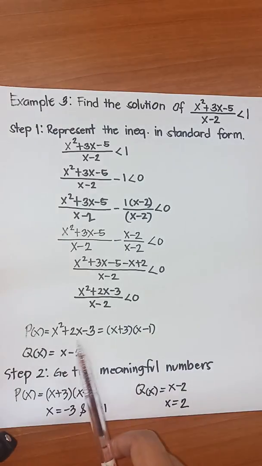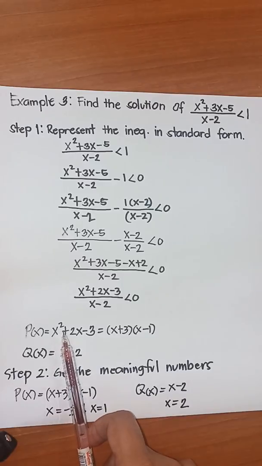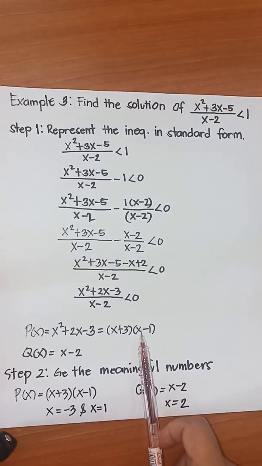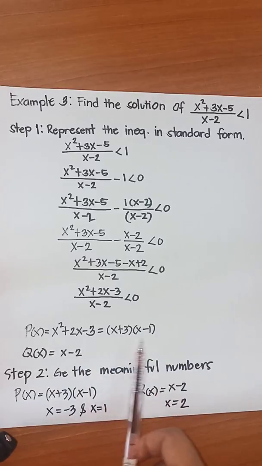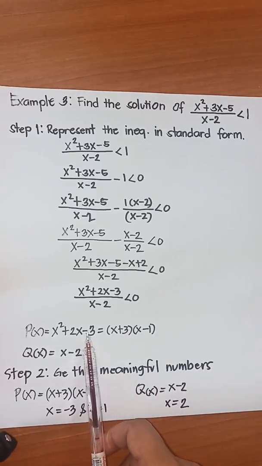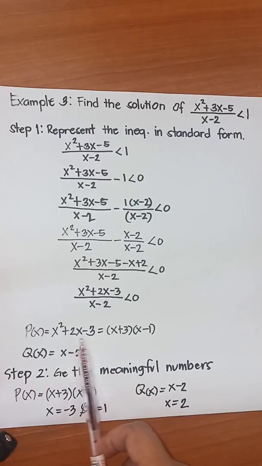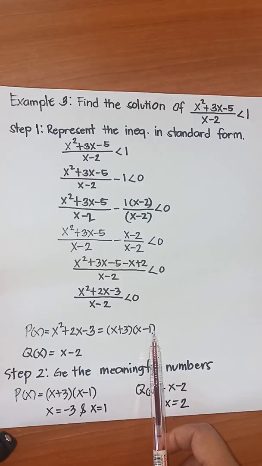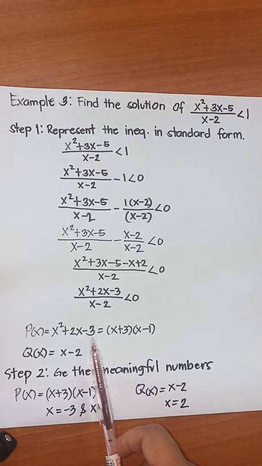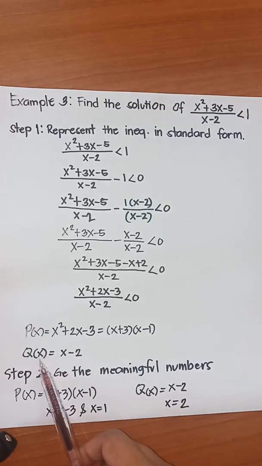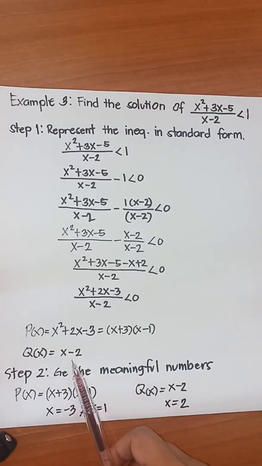So our p of x is x squared plus 2x minus 3. Since the highest exponent is 2, we need to factor it. And the factors will be x plus 3 and x minus 1. Now, to factor that one, you find factors of negative 3 whose sum is 2. So those are 3 and negative 1. So 3 times negative 1 is negative 3, and 3 minus 1 is 2. For q of x, that is x minus 2, the denominator.